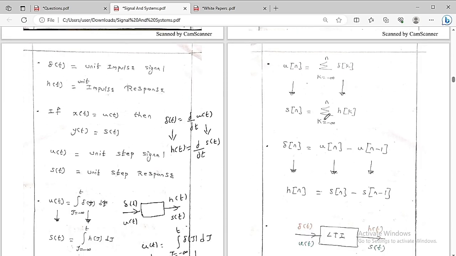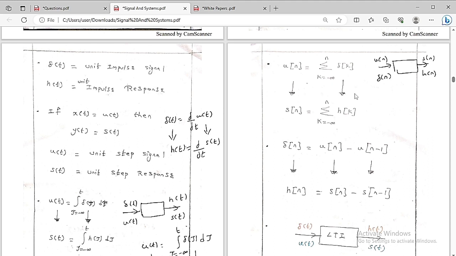This is the continuous time domain. Now let's go for the discrete time domain. How is it going to happen? So this is the discrete time domain, and this is the system. If the input is u of n, the output is s of n. If the input is delta of n, the output is h of n.